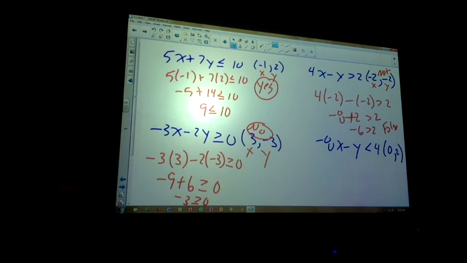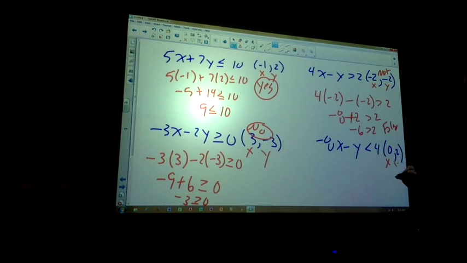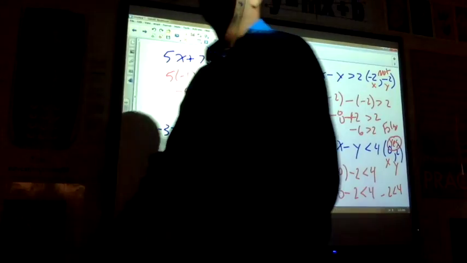Okay? And then this last one, x and y, let's plug those values in. So I get negative 8 times 0 minus 2. Is that less than 4? So is negative 2 less than 4? Yes. So yes, this is a solution. Cool?